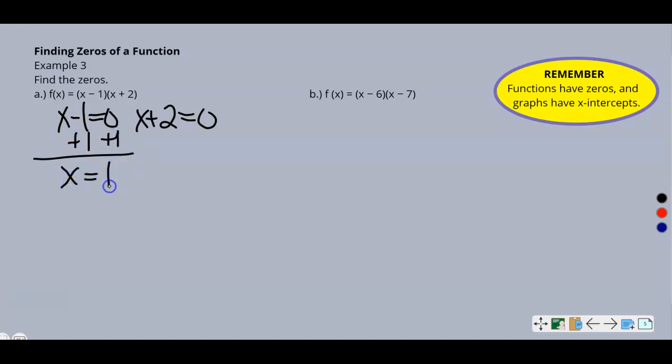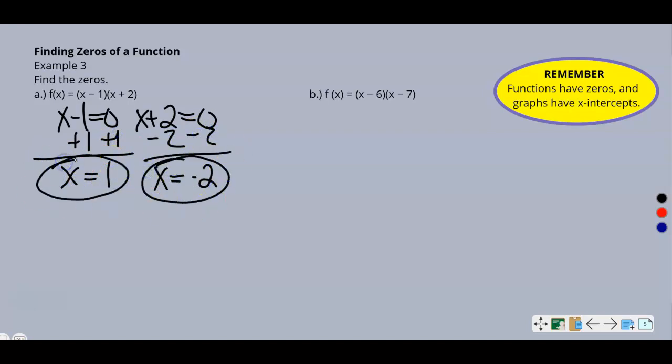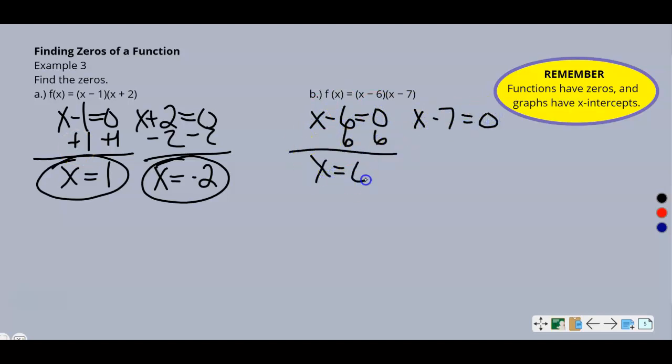doing here. So x equals 1, subtract 2, x equals negative 2. So our zeros are 1 and negative 2. So that would be the solutions for f of x. All right, for this one, I've got x minus 6 equals 0, x minus 7 equals 0. So I'm going to add 6 to both sides. X equals 6, add 7, x equals 7.